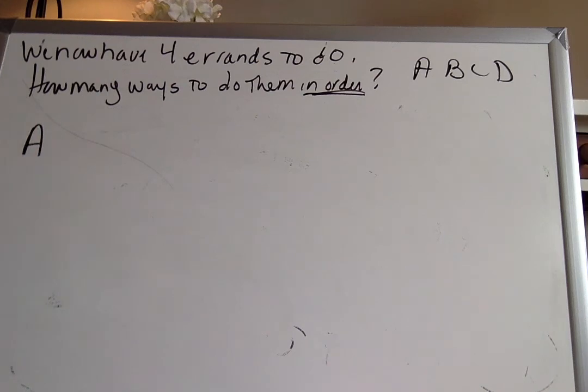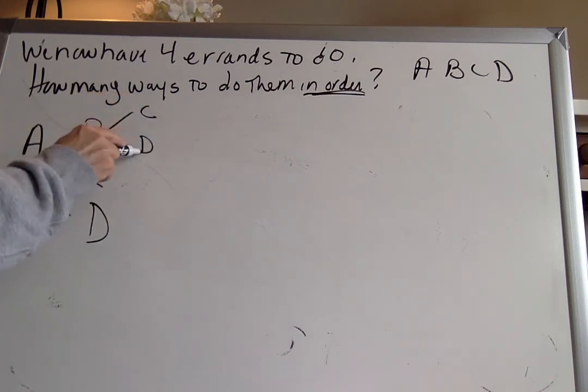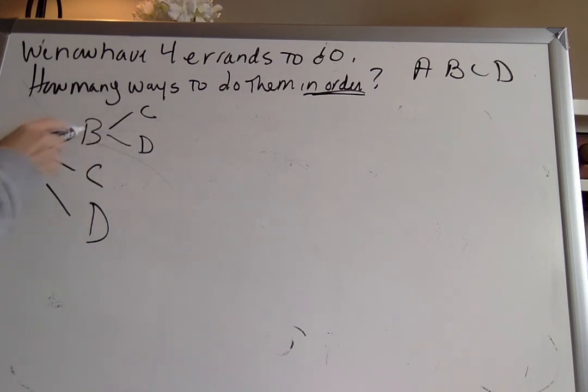Let's say I started with A. Well, then I could go to B, C, or D next. Okay, now if I did A, B, I could go to C or D. If I did A, B, C, well, then I'd have to go to D. If I did A, B, D, I'd have to go to C.